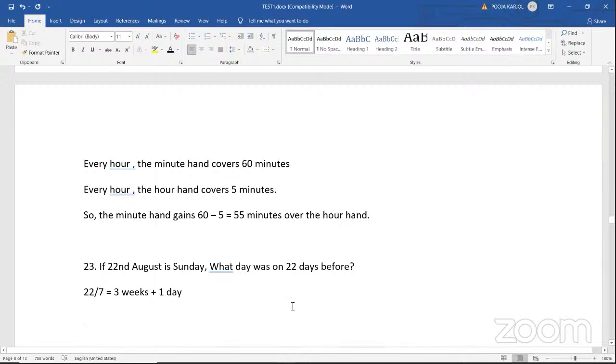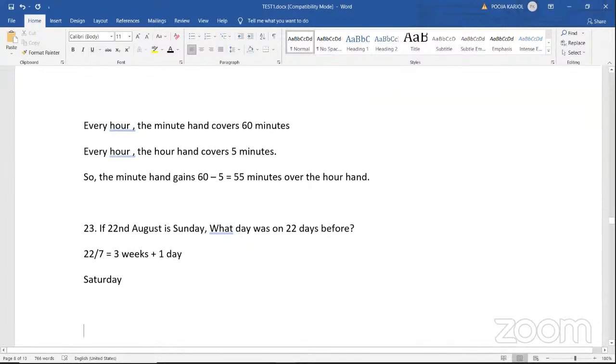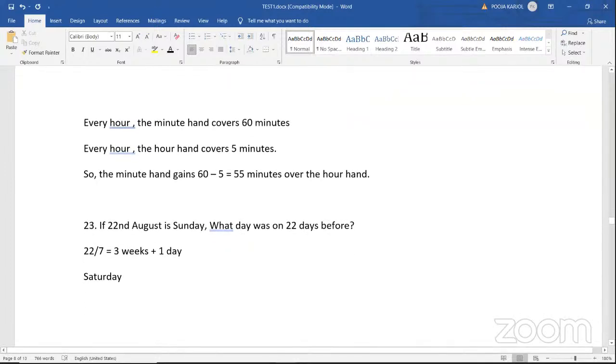Okay, so 22 days are there. 22 divided by 7 will give you 3 weeks plus 1 extra day. So 3 weeks from one Sunday to the next Sunday. Then 1 day extra, 1 day before. So 1 day before Sunday will be Saturday. Understood?